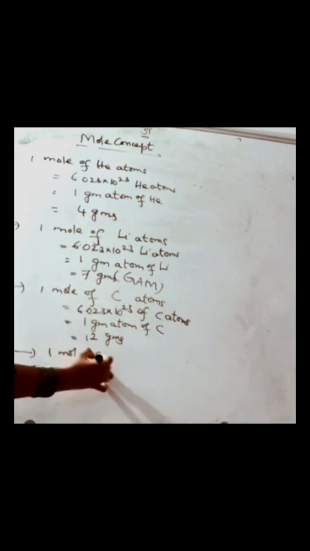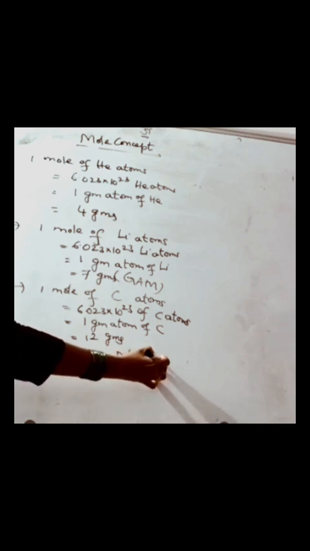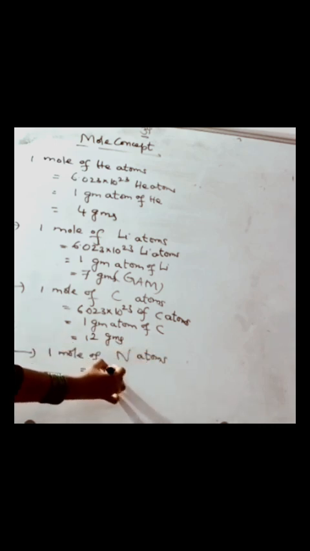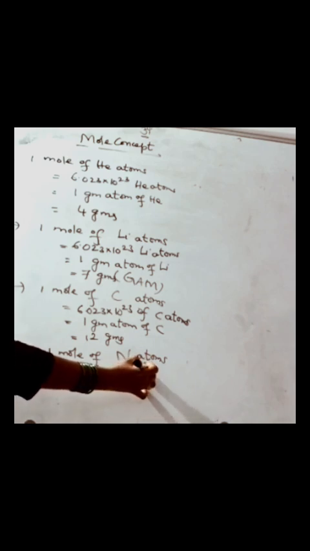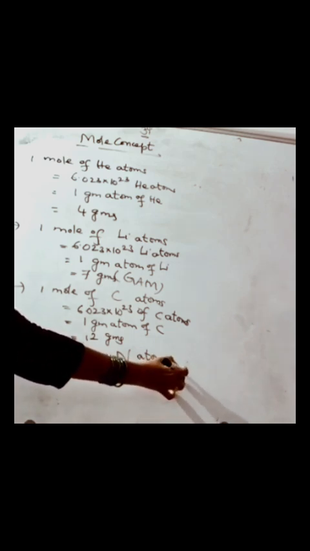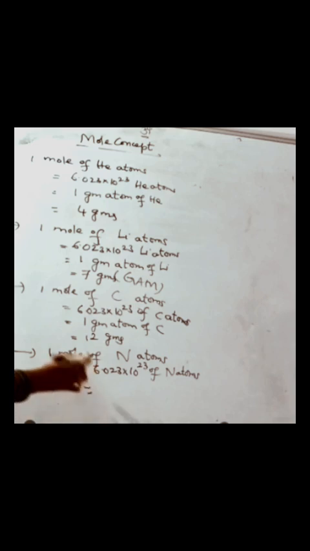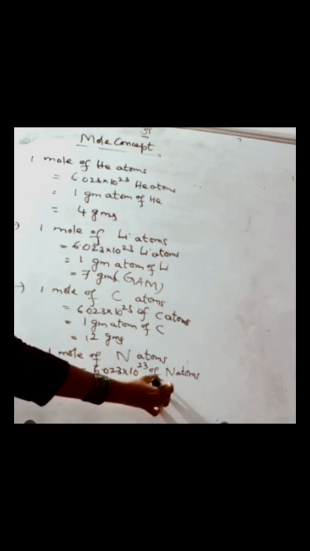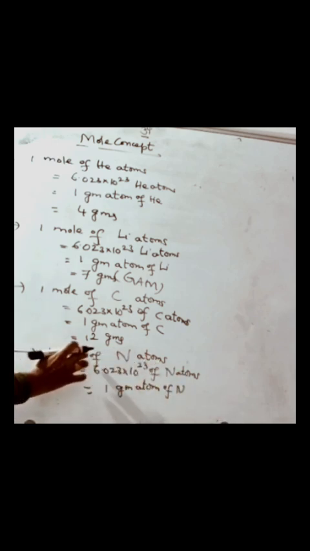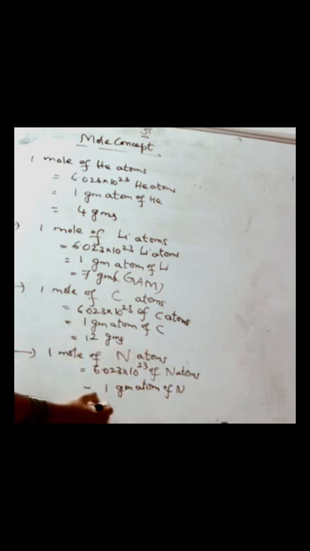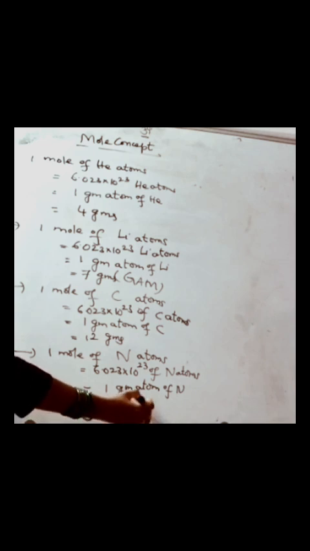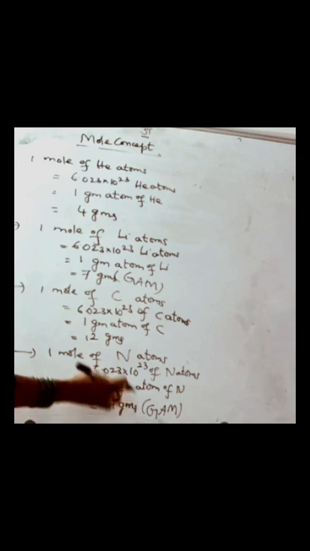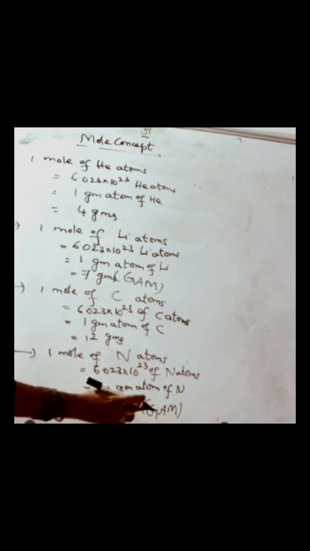1 mole of nitrogen atoms. 1 mole of nitrogen atoms contains Avogadro number of nitrogen atoms, which is also called as 1 gram atom of nitrogen, and the mass of 1 mole of nitrogen is 14 grams. Gram atomic mass of nitrogen is 14 grams. So 1 mole of nitrogen atom's mass is 14 grams.